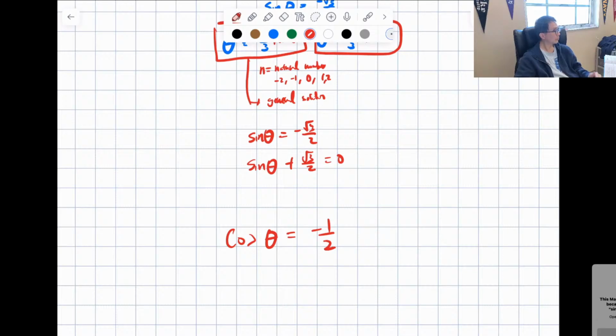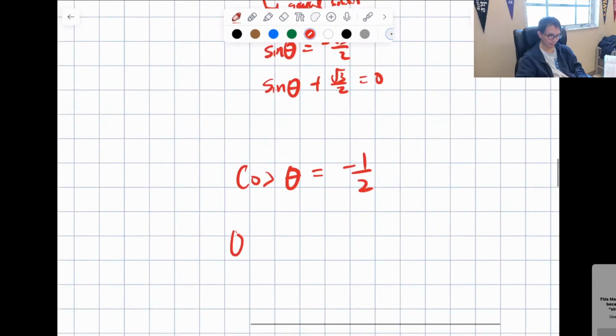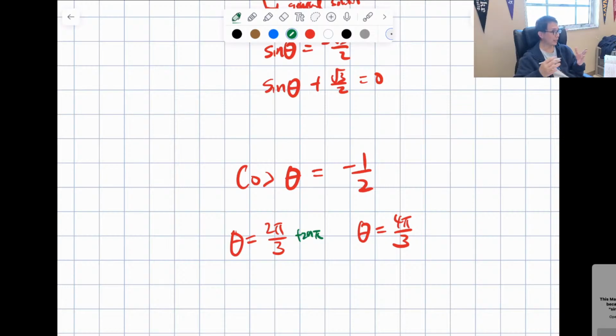Good. If you're good, give me a thumbs up. Okay. So Josiah, can you tell me what it is? 2 pi over 3 and 4 pi over 3. Is that correct? What's missing? Plus 2n pi. N is a number, right? Any whole number. Okay? This is plus 2n pi. Is that okay? So this is called the general solution.